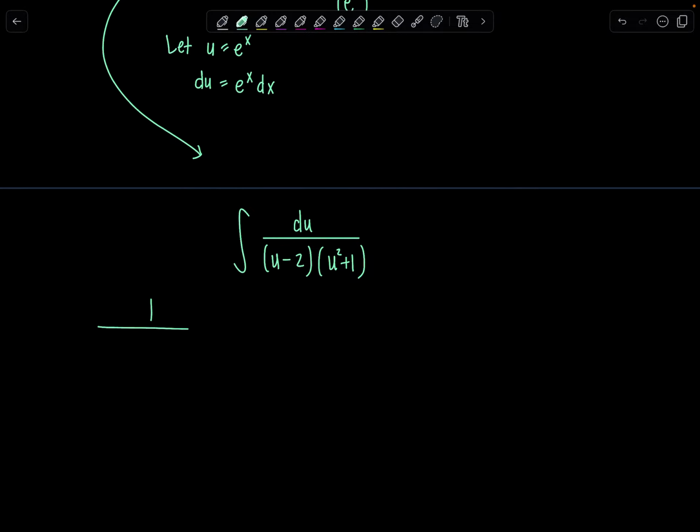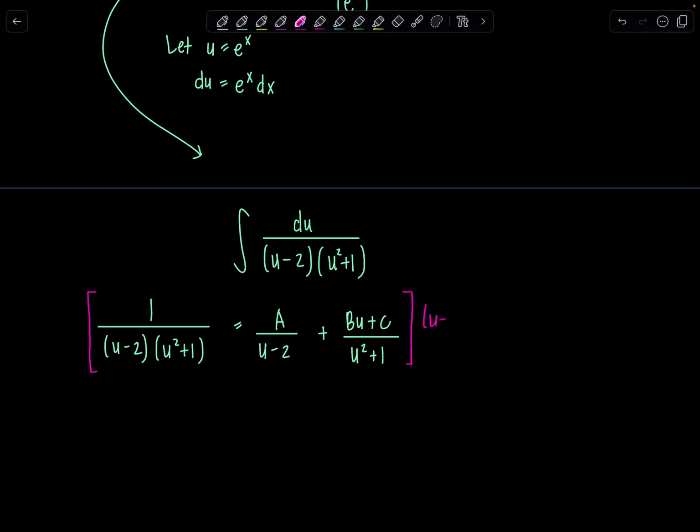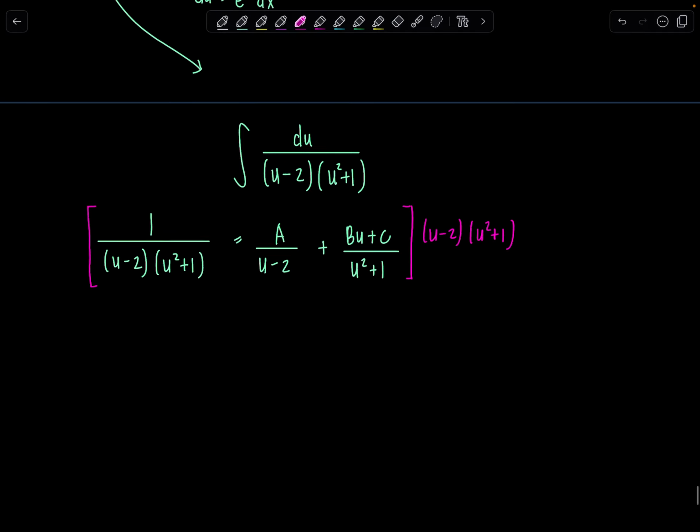We have 1 over (u minus 2) and (u squared plus 1), all in the denominator. So u minus 2, that's a linear factor. I'm just going to have a constant in the numerator. And then u squared plus 1 is an irreducible quadratic, so I need a linear expression up top, bu plus c. Lovely. Now let's multiply everything by the LCD, which is (u minus 2) and (u squared plus 1). And then now let's see what we're left with.